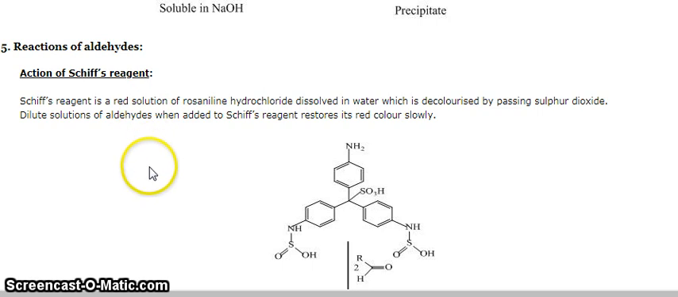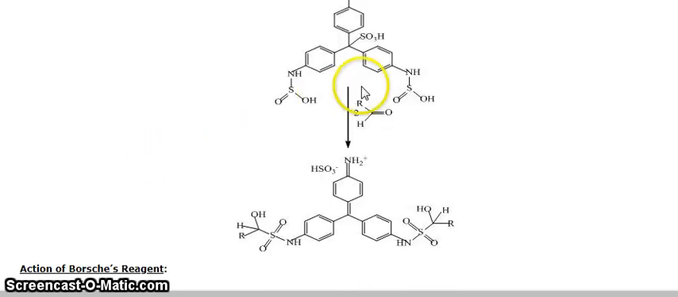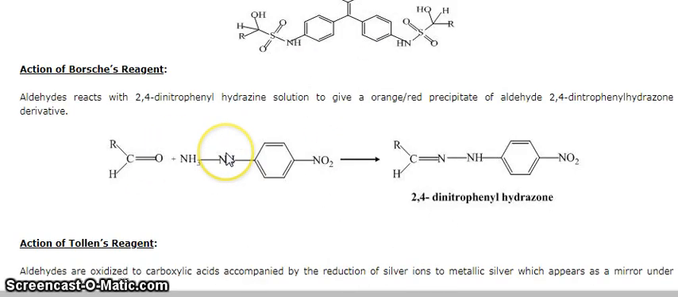Now friends, reactions of aldehyde. Action of Schiff reagent. Schiff reagent is the red color of fuchsin hydrochloride dissolved in water, which is decolorized by passing sulfur dioxide. A dilute solution of aldehyde when added to Schiff reagent restores its red color slowly. You can see the formation of Schiff.